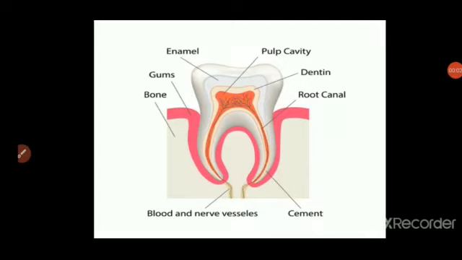Hello children. Today we continue with the topic the digestive system. In our previous video we discussed up till here, that is the structure of a tooth.